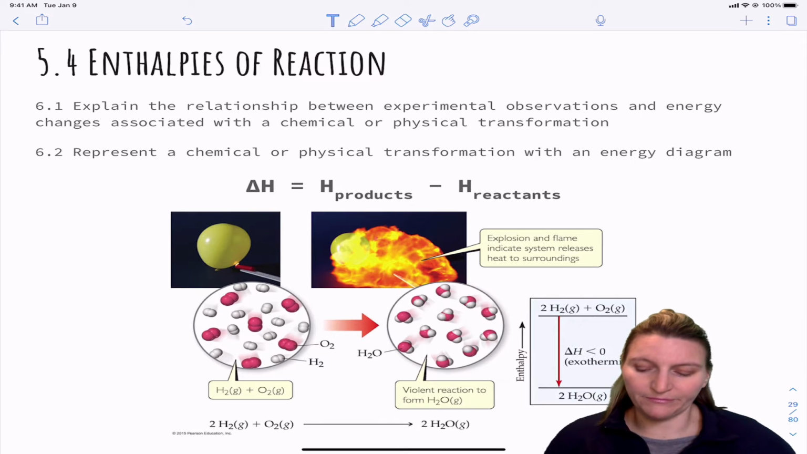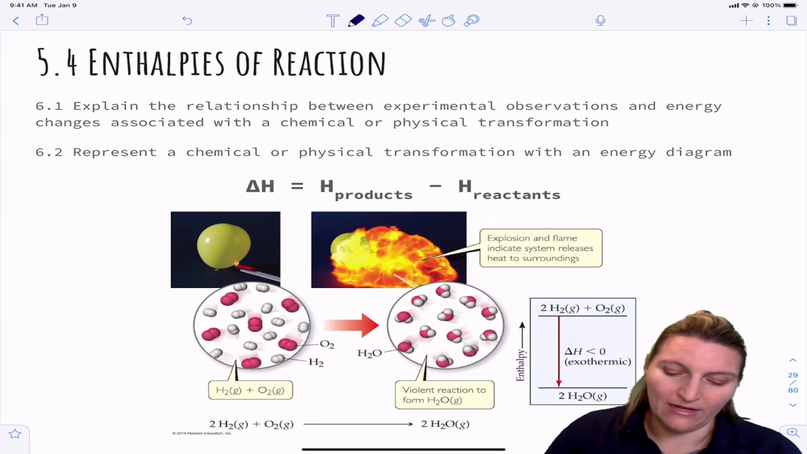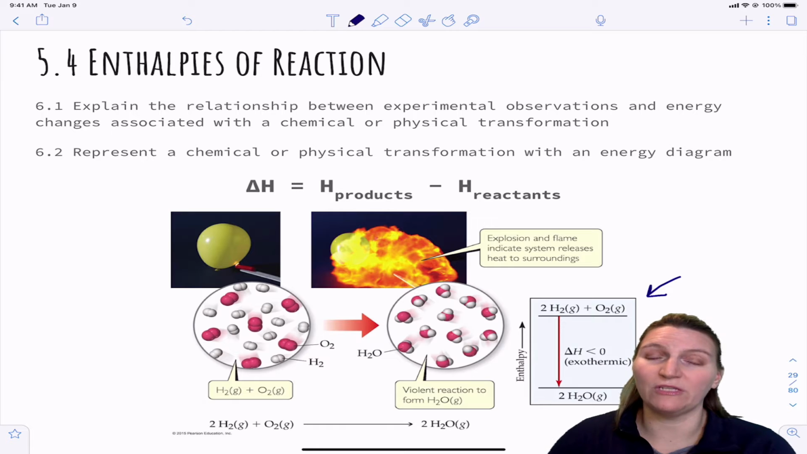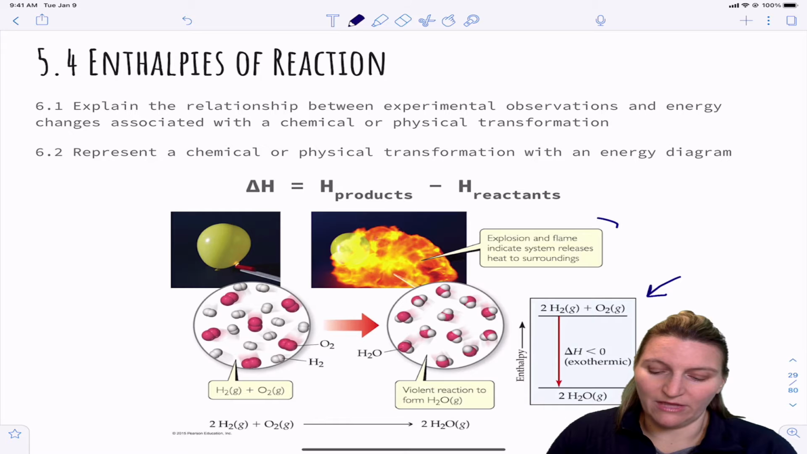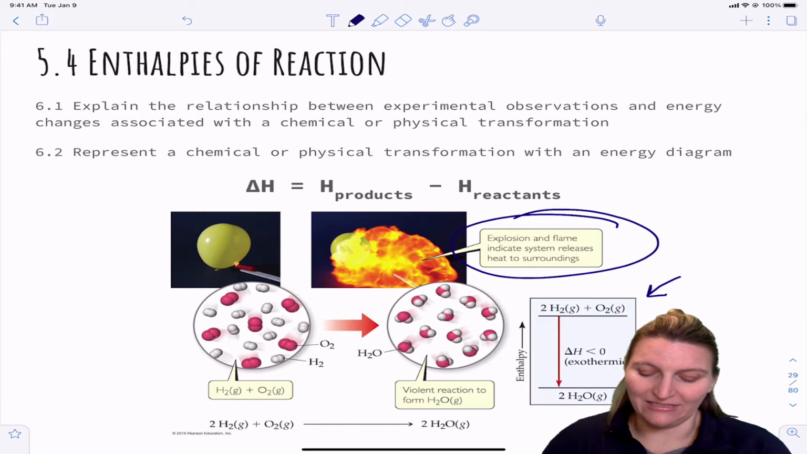And you can see here in this diagram where on the left-hand side we have the reactants, which are oxygen gas and hydrogen gas. And then on the right-hand side we have the products, which is water. And the reactants have a higher enthalpy than the products. So as the reaction proceeds from reactants to products, enthalpy is released. And you can see that the explosion and flames indicates that enthalpy was released into the surroundings. So the system lost energy, exothermic, and the surroundings gained energy.